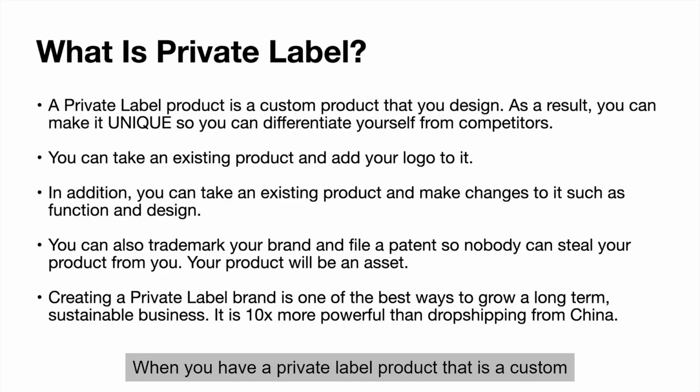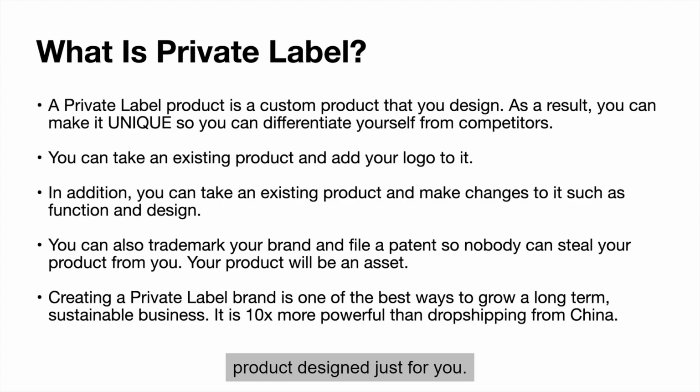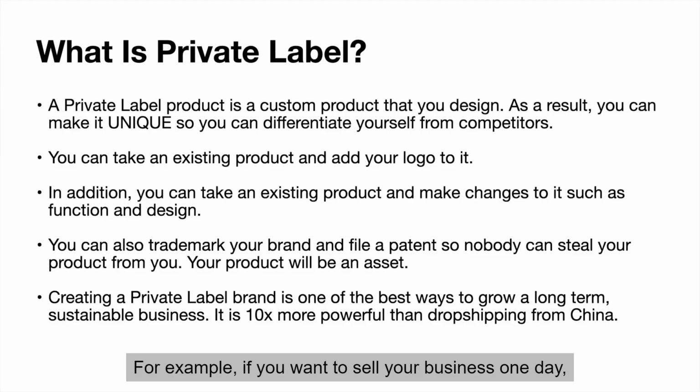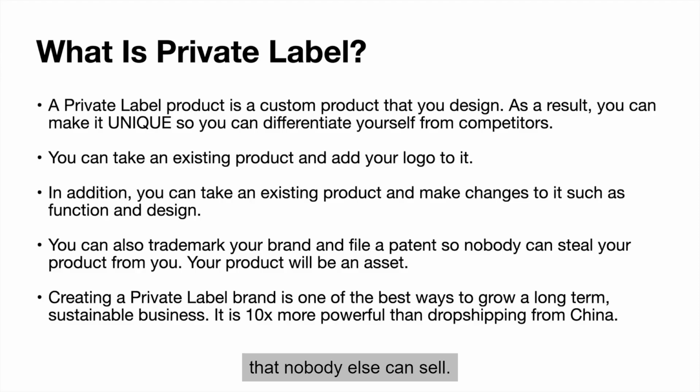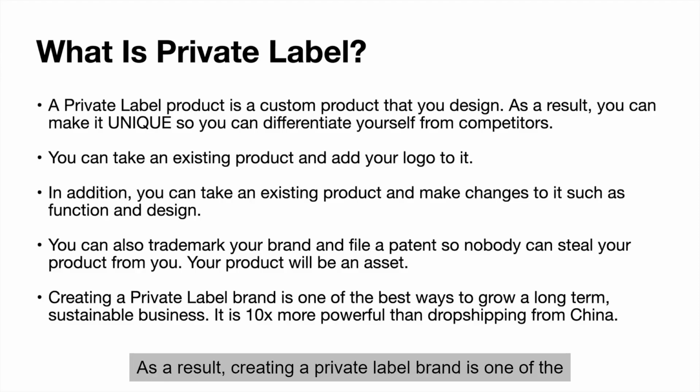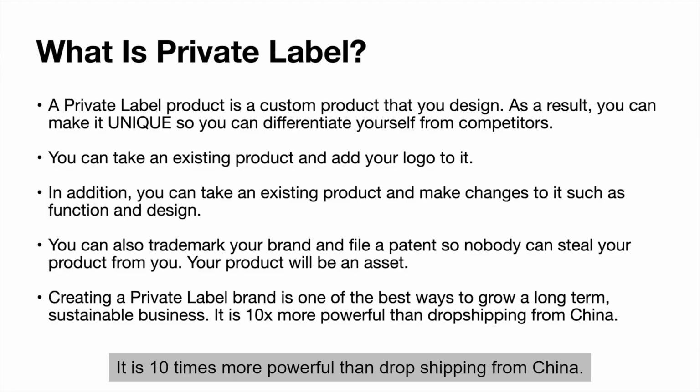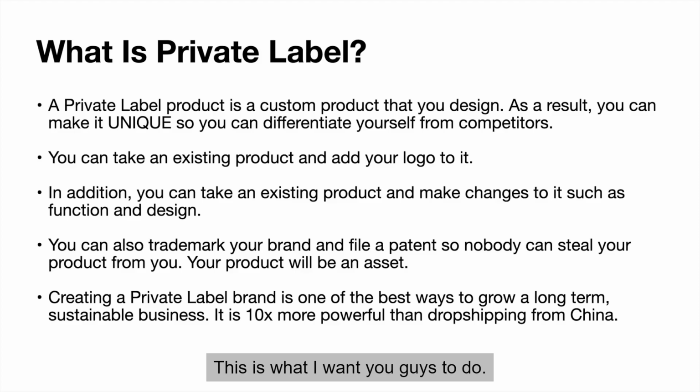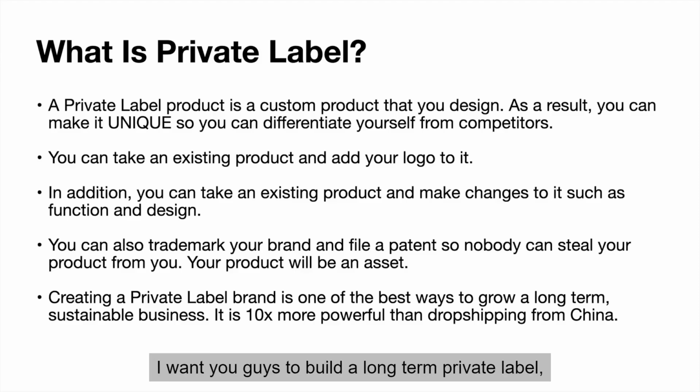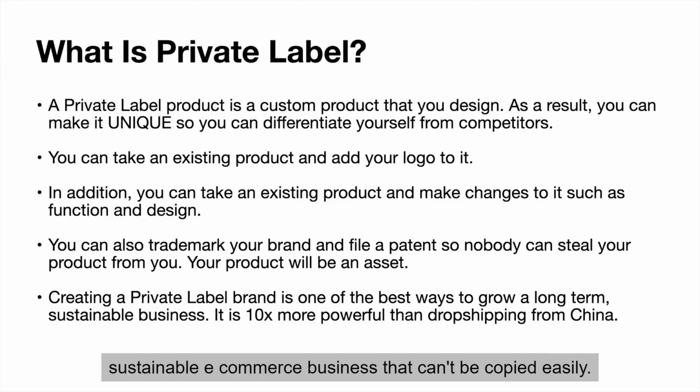When you have a private label product, that is a custom product designed just for you. As a result, your product is an asset, right? It's something you own. For example, if you want to sell your business one day, you can say that this is a certain product that we designed that nobody else can sell. As a result, creating a private label brand is one of the best ways to grow a long-term, sustainable business. It is 10 times more powerful than dropshipping from China. So long-term, this is what I want you guys to do. I want you guys to build a long-term, private label, sustainable e-commerce business that can't be copied easily.